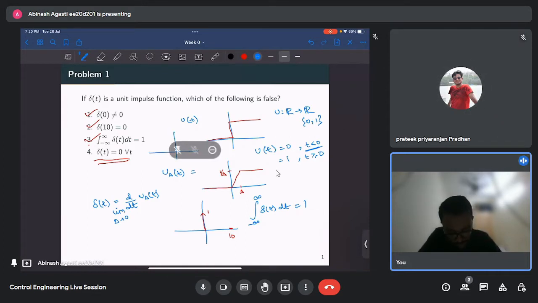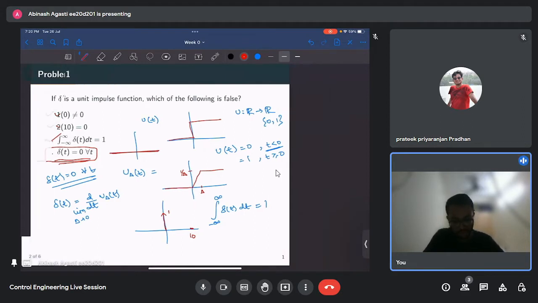So as we can see, this final option, delta t equal to 0 for all t, is clearly not true, because if that were the case, this is nothing but the trivial 0 function, but that is not the case. So this is the correct answer, as we are searching for which of the following options is false. So now we move on to the next question.